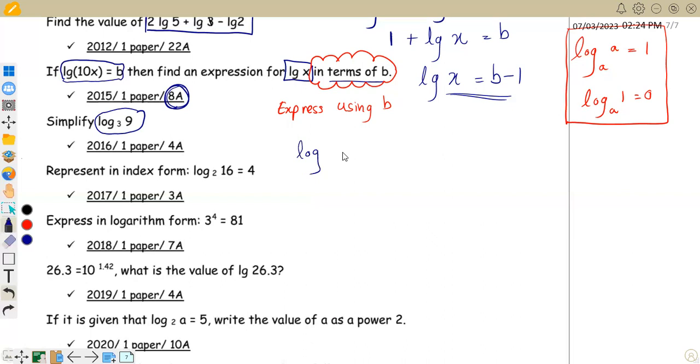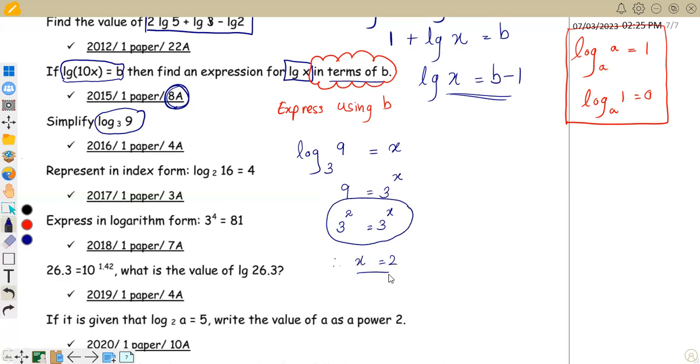of 9 to the base 3. The easiest way to find the answer is to write this in index form. How do you write this in index form? You can equate this to x. Then 9 equals 3 to the power of x. Then 9 can be written as a power of 3, as 3 to the power of 2. When you have an index equation with the same bases, their indices are also equal.